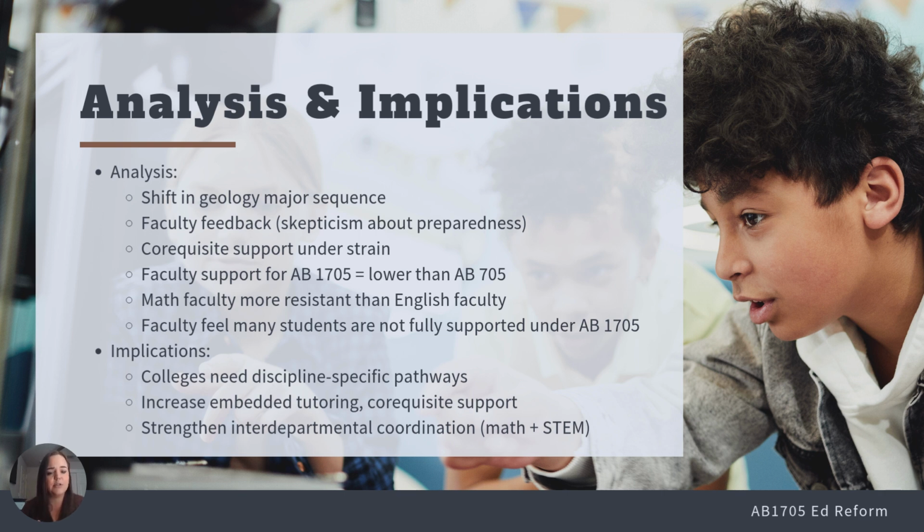The faculty support for 1705 is much lower than 705. Math faculty are actually much more resistant than English faculty, I think because math already in itself is really hard for students to grapple with, and then you're putting all these other barriers in there to try to make them more successful in the long run. They don't have to take as many classes, but it creates this whole other issue where they don't feel prepared for the class. And then faculty feel many students are not fully supported under 1705.